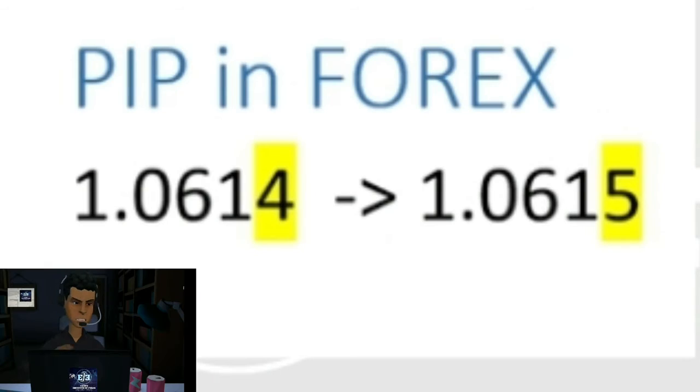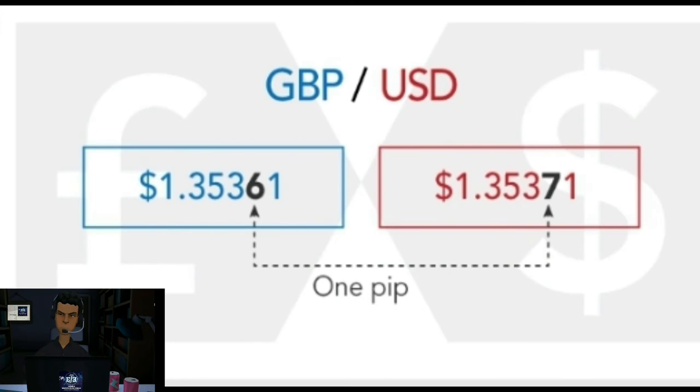The diagram explains how pips calculation could look like. Study the picture and view the highlighted numbers. From 1.0614 to 1.0615 is a 1 pip increase. Now the fifth figures are called pipettes. For example, if GBP and USD in the above diagram moves from 1.35361 to 1.35363, it has moved 2 pipettes. We don't include the pipettes in calculations of pips because to some extent, they are negligible.